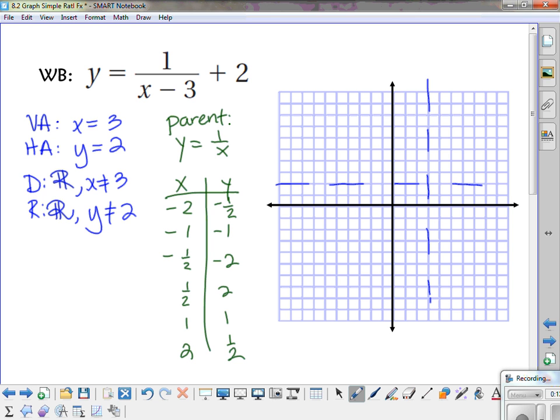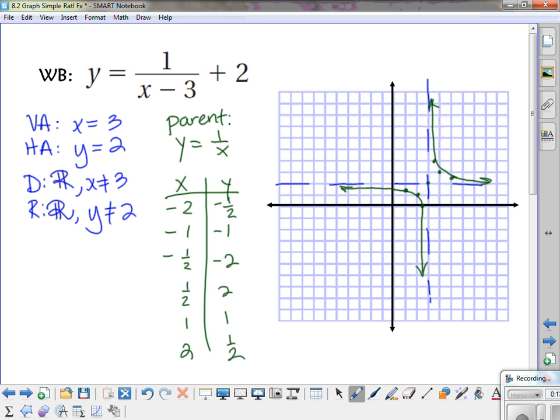And then again, you just use this point, 3, 2, as if it was your origin. So go to the left 2 and down 1/2, and then -1, 1. So this side of the graph looks like that. And then over 1/2, up 2. There's the other side of the graph. So it should have looked something like that. Okay? Any questions on translating graphs?